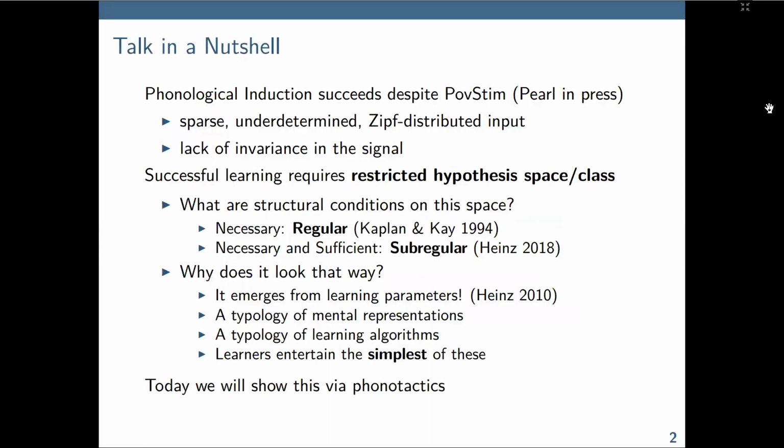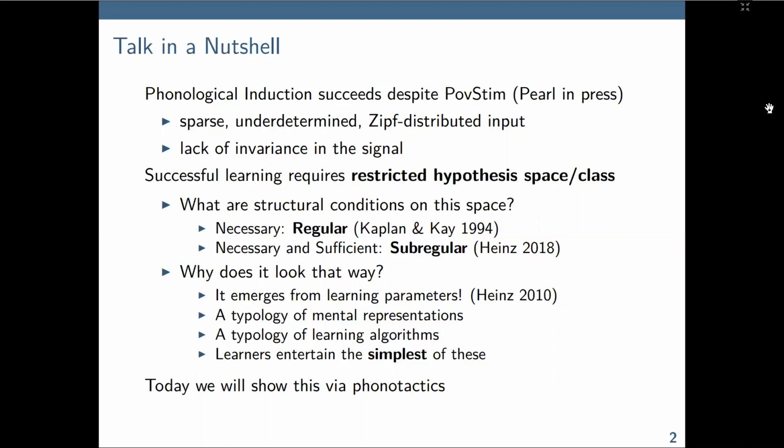All right, so sort of an overview of the talk. We're interested in this problem because phonological induction is successful. And even more surprisingly, phonological induction is successful despite this problem of poverty of the stimulus. For an overview of this, we recommend you read Lisa Pearl's recent manuscript on PovStim. In particular, poverty of the stimulus means that the input is sparse, it's underdetermined, and it's skewed in distribution. And additionally, there is a lack of invariance in the signal.